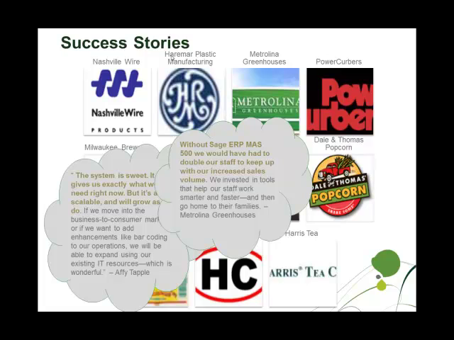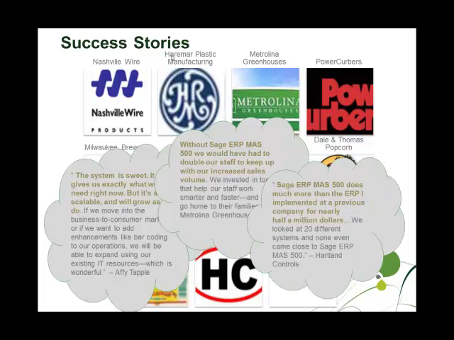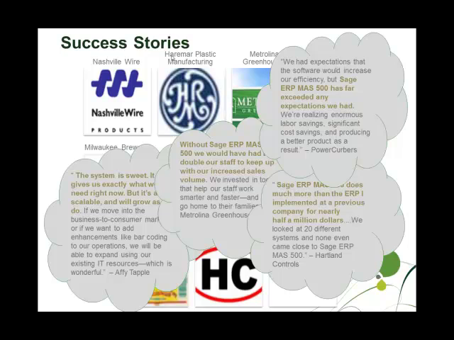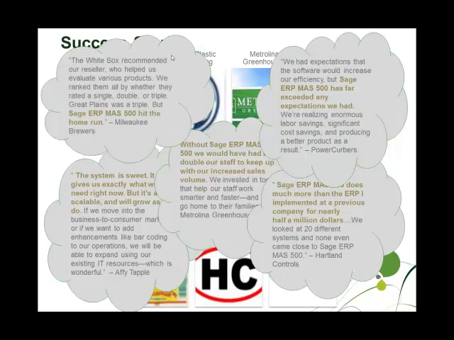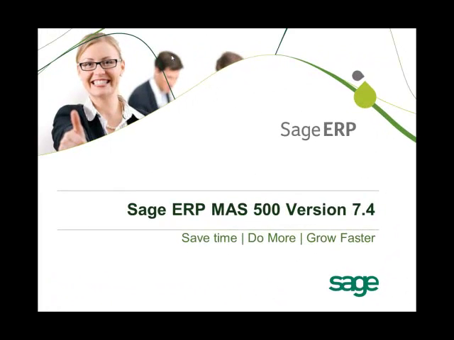Metrolina Greenhouse said, without Sage ERP MAS 500, we'd have to double our staff to keep up with our increased sales volume. Heartland Control said Sage ERP MAS 500 does much more than the ERP I implemented at a previous company for nearly $500,000. Power Curver said Sage ERP MAS 500 has far exceeded any expectations we had. And Milwaukee Brewers said Sage ERP MAS 500 hit a home run. As you can see, Sage ERP MAS 500 helps our customers save time, do more, and grow faster.